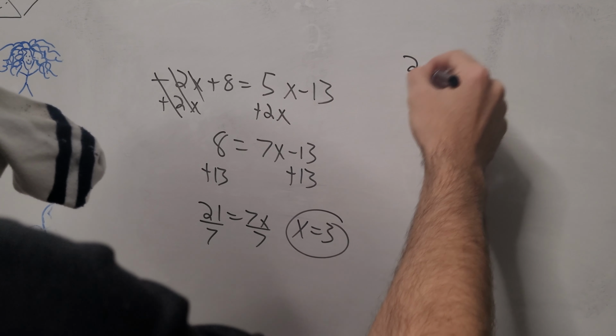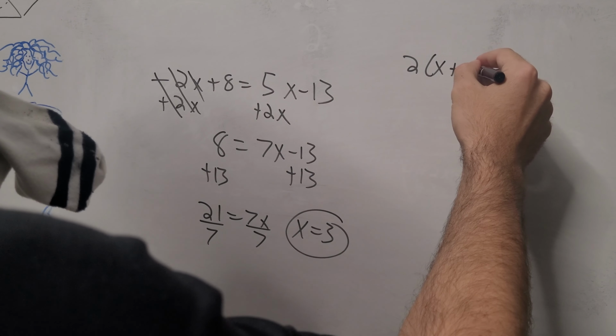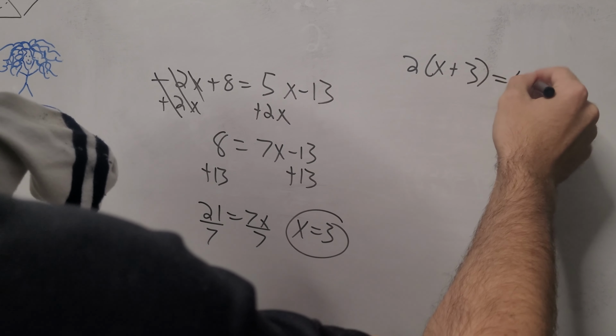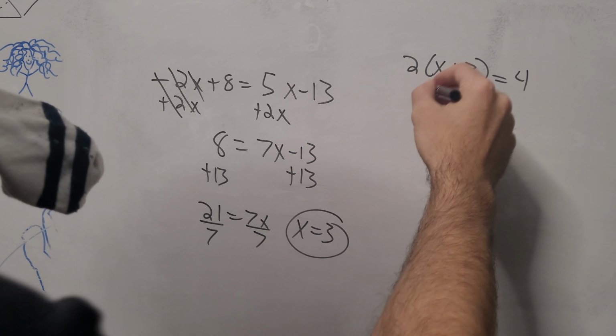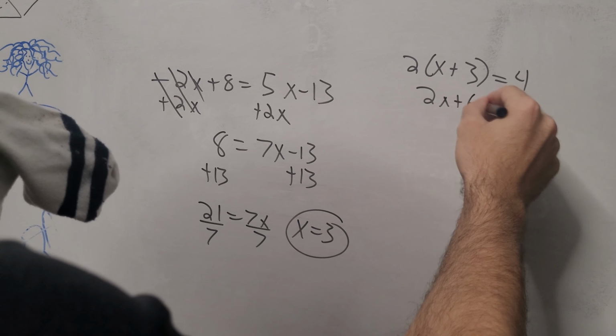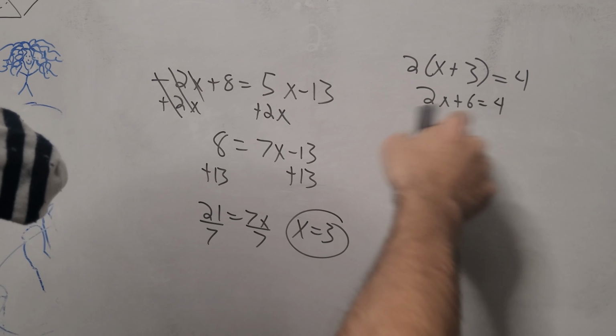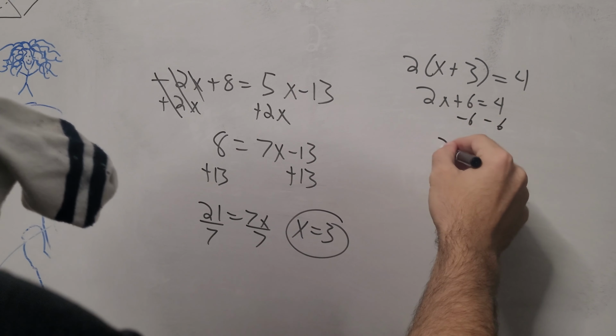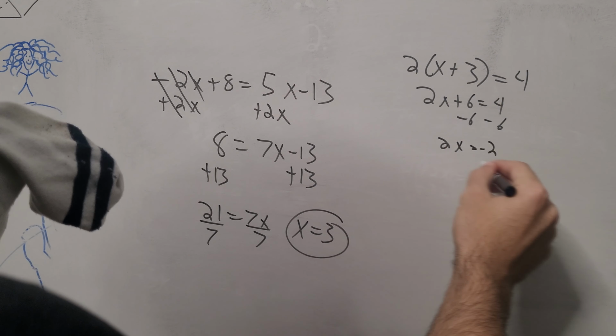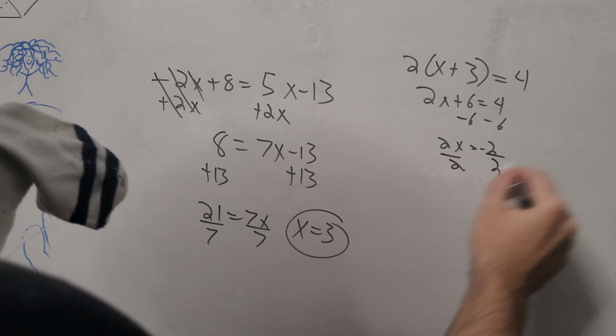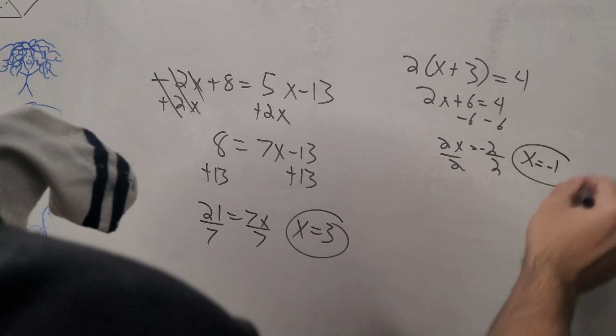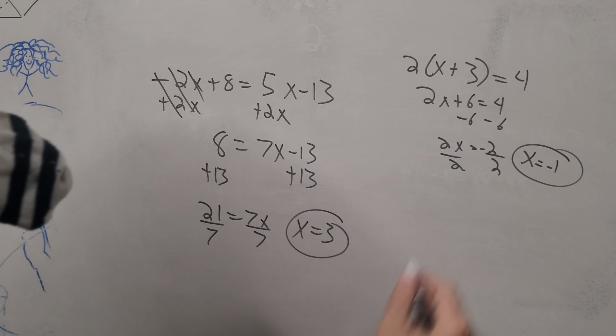Another one. Try this on your own. 2 times x plus 3 equals 4. We have 2x plus 6 equals 4. I distributed the 2. Subtract 6 on both sides. 2x equals negative 2. Divide both sides by 2. X equals negative 1. All right, how about another one?